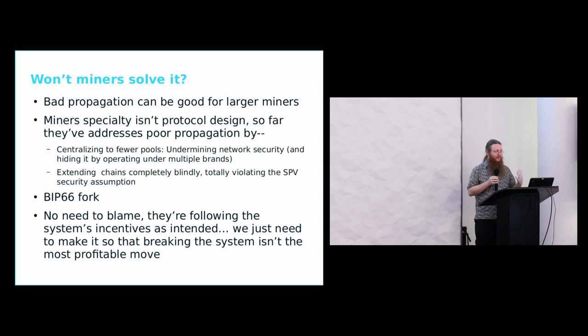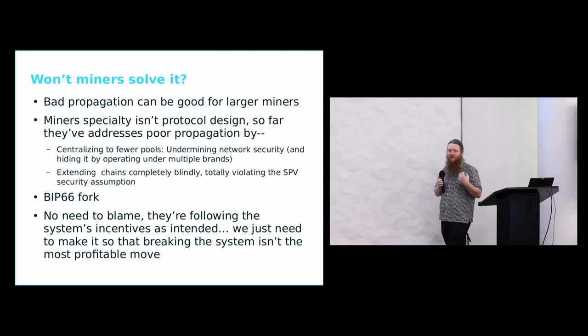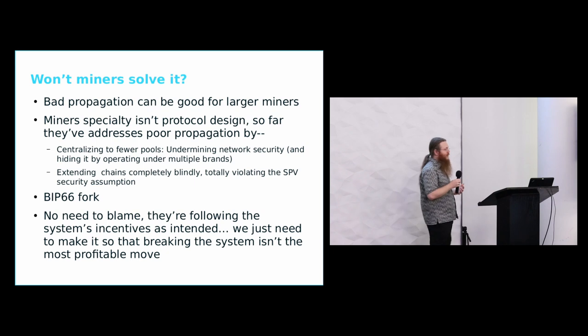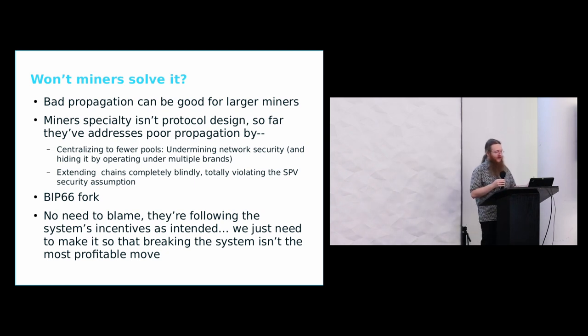So I don't bring this up to cast blame, right? Bitcoin is designed to have a system of incentives, and we want and expect all the participants to follow their incentives. And there's not a moral judgment here, right? If miners are mining without validating, if miners are centralizing, well, they're doing it because they're incentivized to do so. So we need to make it so that breaking the system isn't the most profitable move. And improving block propagation is one of the things that helps us do that.